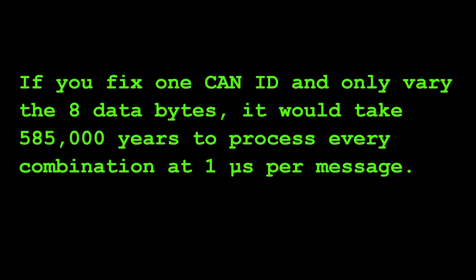So we've got a test rig set up here, and somehow we're going to try and test all these IDs to see which one makes the dials and things move on the dash. What we could do is get one of those IDs and with the 8 bytes test every single bit in a different sequence to see if it makes anything change. But we couldn't really do that, because if you fix one CAN ID and only vary the 8 data bytes, it would take you 585,000 years to process every combination if you send it down at 1 microsecond per message. I've got a lot on, I don't have time to do that, so we need to just take a big swoop and do a whole bunch of them at the same value.